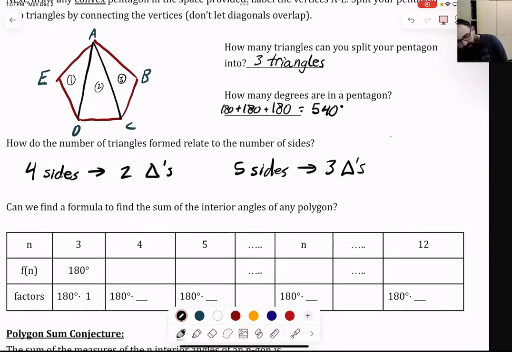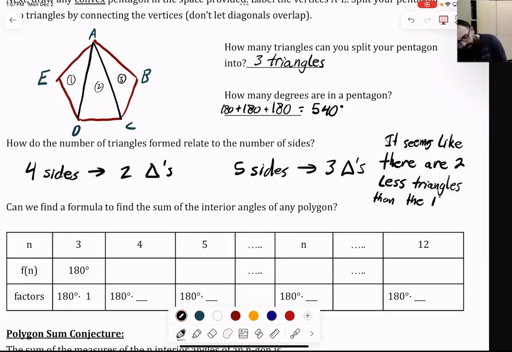So it seems like there are 2 less triangles than the number of sides. So 2 less triangles than the number of sides. Okay. Cool. Perfect. I love that.